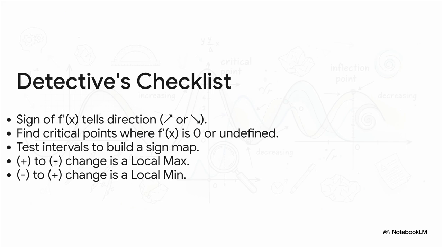Use those points to build a sign map by testing the intervals around them. And finally, just read the map. Interpret the sign changes to find your peaks and valleys. That is the first derivative test in a nutshell.